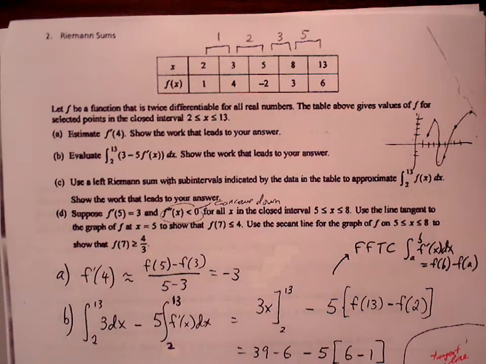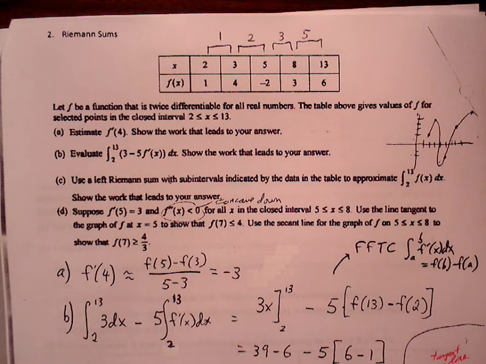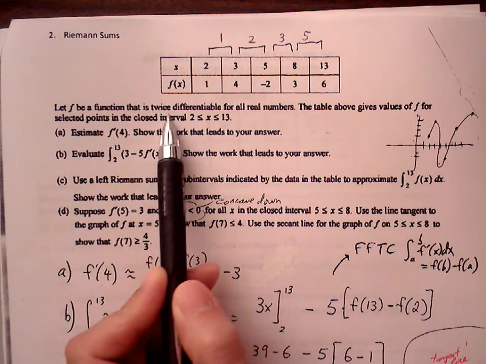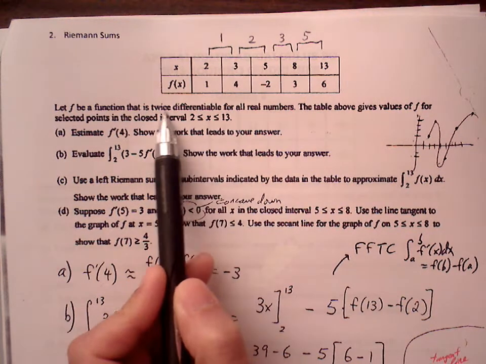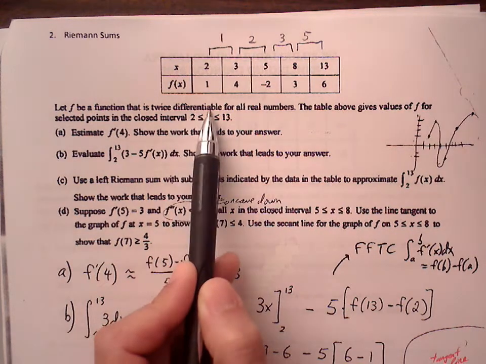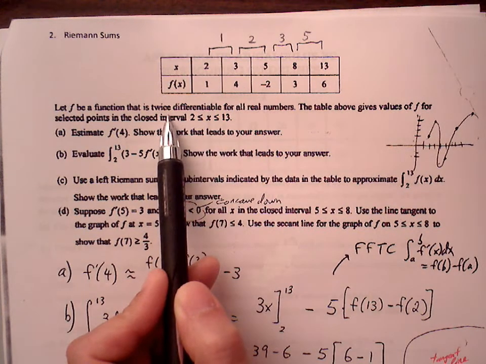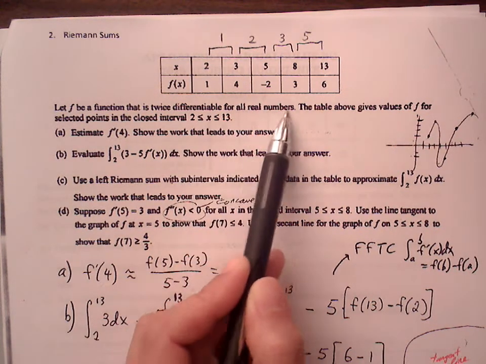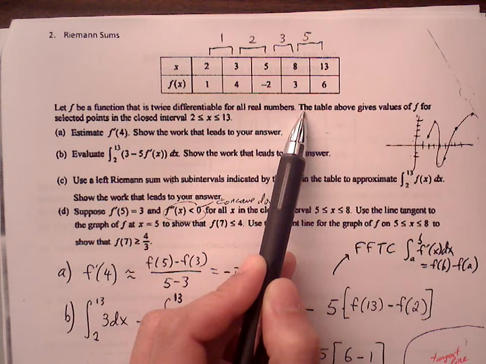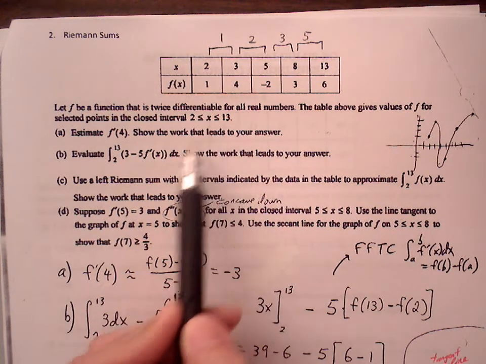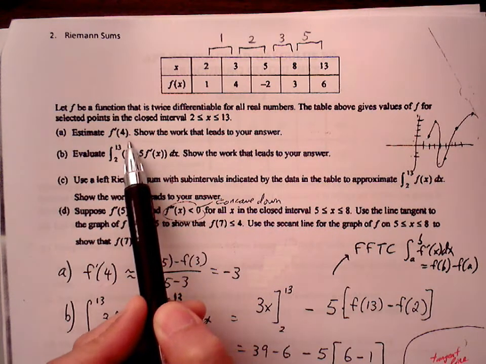This is number 2, Riemann sums, FRQ, AP practice. Let f be a function that is twice differentiable. Again, you see that word twice differentiable just means the second derivative exists. It's not 0, which means that it's a smooth curve, at least a polynomial, or at least a quadratic function. The table above gives values of the function f for selected values on the closed interval from 2 to 13. Estimate f prime of 4.